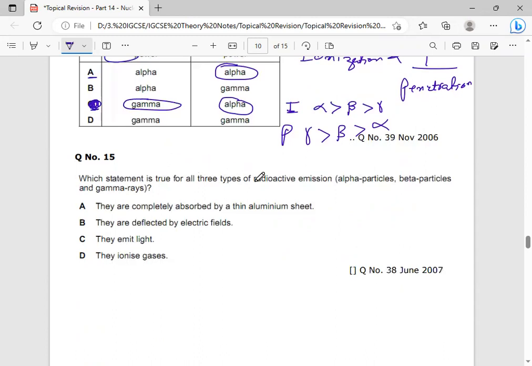Which statement is true for all three types of radioactive emission, alpha, beta, and gamma? They are completely absorbed by thin aluminium sheet. No, beta can only be absorbed by thin aluminium sheet. They are deflected by electric field. Gamma rays are neutral, so they always travel straight in the presence of electric as well as magnetic field. They emit light. No. They ionize the gases. Yes. So all three types of radiation ionize the gases.